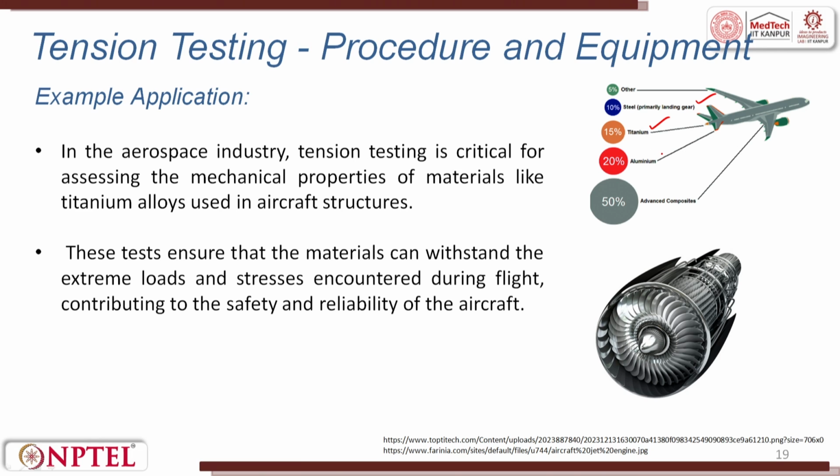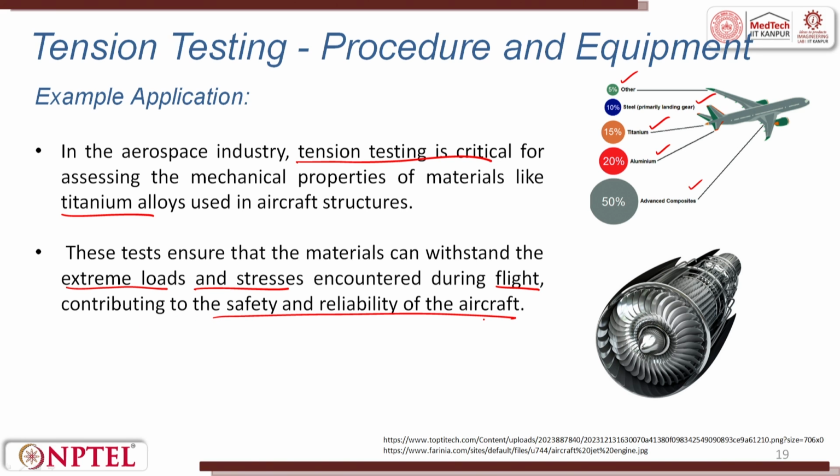So, titanium is there, aluminum is there, and advanced composites are there nowadays. 50% of the material is advanced composites, 5% of the materials are also there. So, in the aerospace industry, tension testing is critical for assessing the mechanical properties of materials like titanium alloys used in aircraft structures. These tests ensure that materials can withstand the extreme loads and stresses which are encountered during flight. This contributes to the safety and reliability of the aircraft.